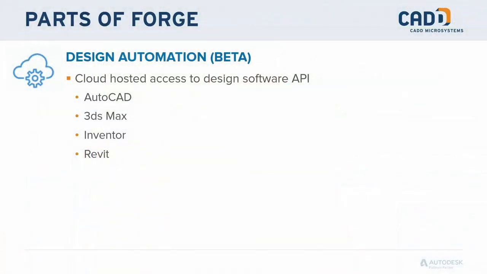So there is design automation for AutoCAD, there's design automation for Max, there's design automation for Inventor. I forgot all those softwares a long time ago, so I just worked on Revit, and Revit is the one that's most recent as well. You'll notice it's in beta, but the potential, hopefully, is here.